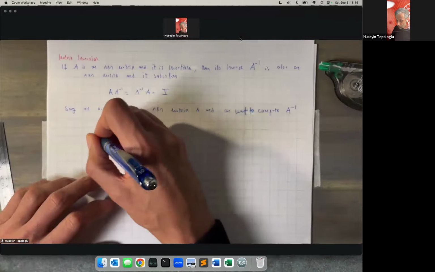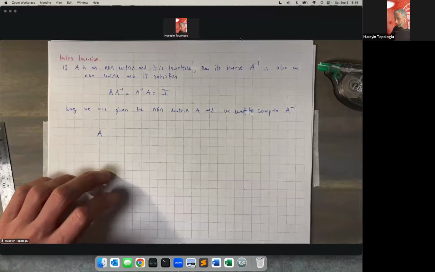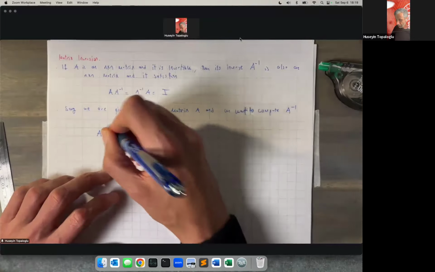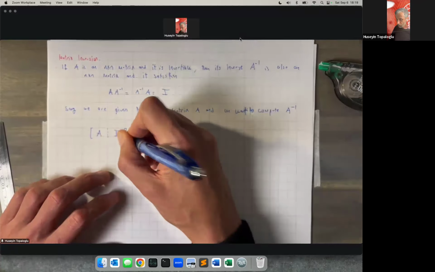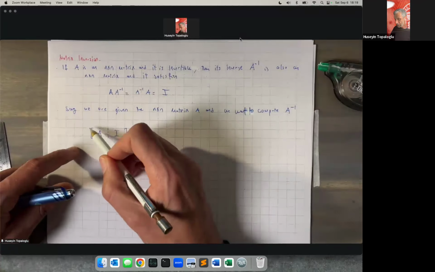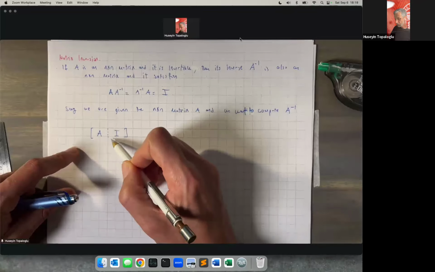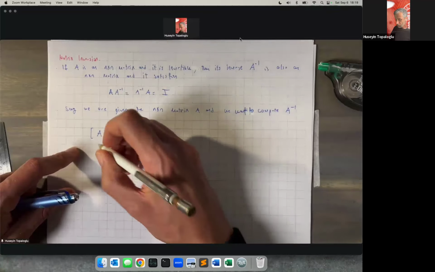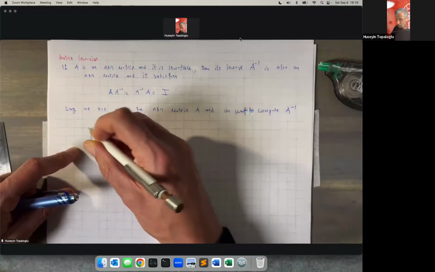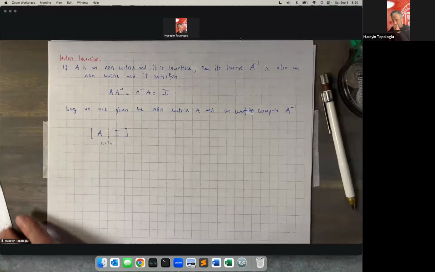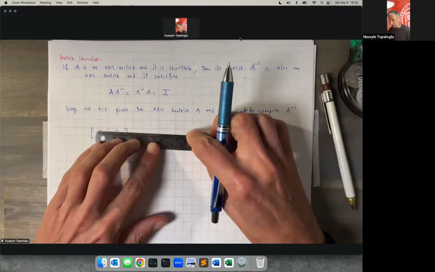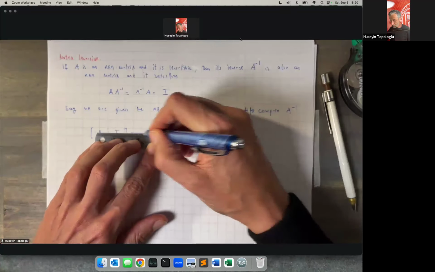I have my n by n matrix. I write my n by n matrix, and right next to it, I write the identity matrix and put those two things into one big matrix. This is an n by n matrix. Next to it, I put another n by n matrix. So this is now an n by 2n matrix, n rows and 2n columns. And on this big n by 2n matrix, I apply some row operations.